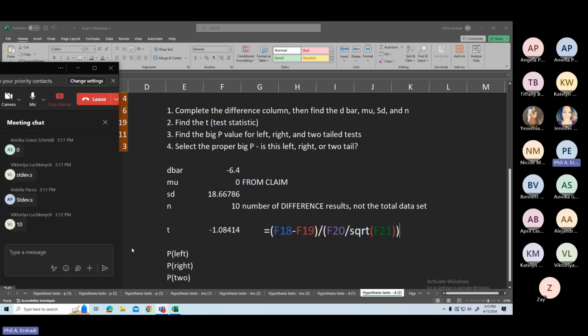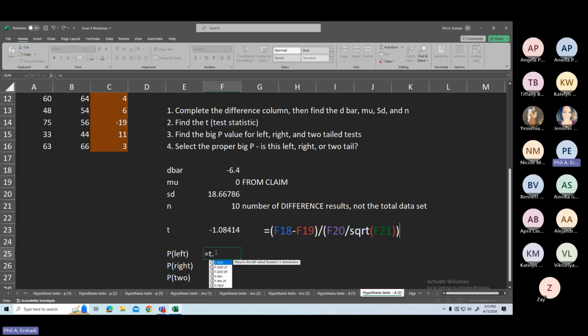Yeah, which dist do I use? Which dist should I be using? Is this going to be normal or is this going to be t? T dist, very good. T dist, yep, degrees of freedom, there you go. So go t dist, put the t value in, comma, n minus 1, comma, true.